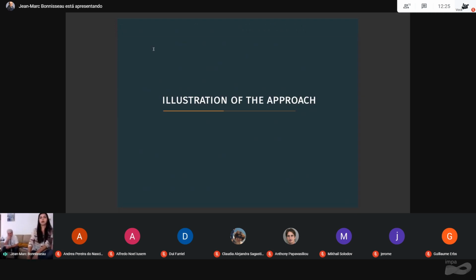Okay, now I present the illustration of the approach. I represent two examples. First, one example that illustrates the asymptotic behavior of beta that we talked about in the theorems. And second, another example that talks about the distribution of the price.